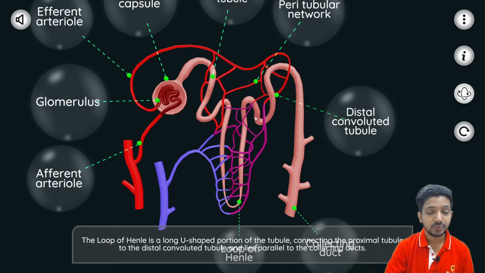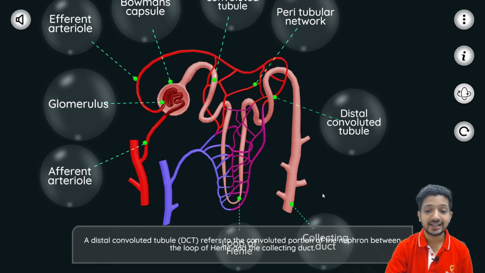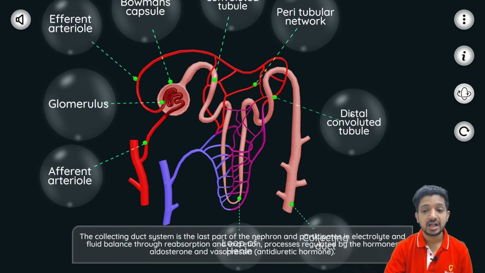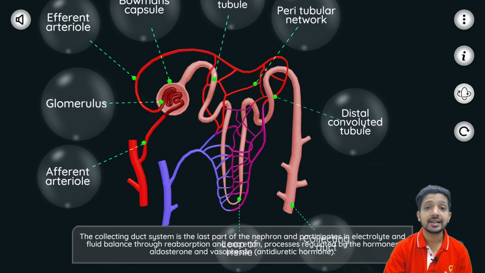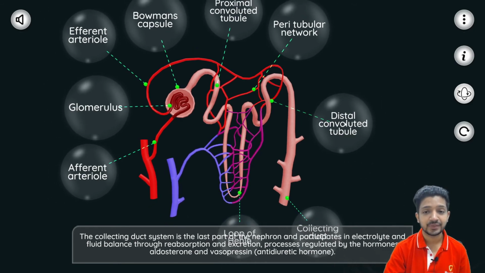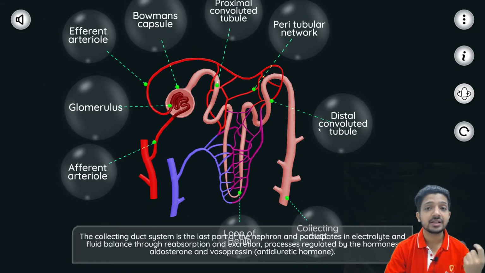And then the loop of Henle further leads to another convoluted structure called the distal convoluted tubule, which is present between the loop of Henle and the final part of the nephron, that is the collecting duct. Both PCT and DCT play an important role in reabsorption and secretion of various substances between the nephron and the blood. Collecting duct collects the different nephrons.